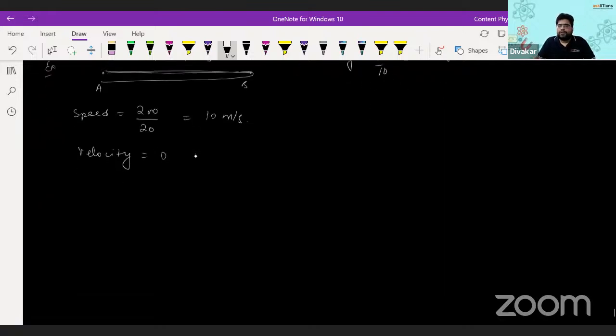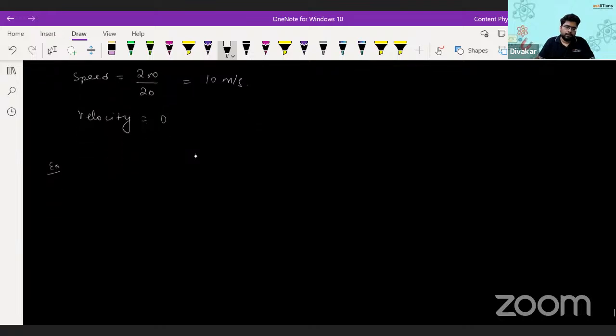Now, what kind of questions can you expect in average speed and average velocity? Question category 1. A particle starts from point A, moves with a velocity v1, goes to point B, covering some distance s. Then from point B, the speed changes and it becomes v2, and again it covers the same distance s and reaches point C.